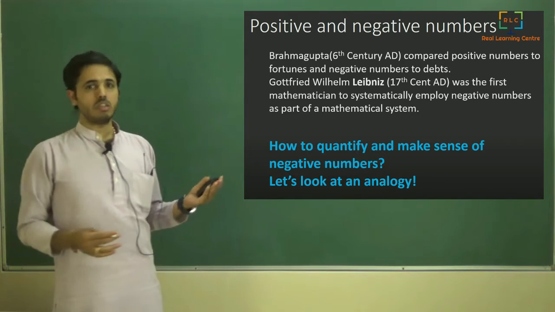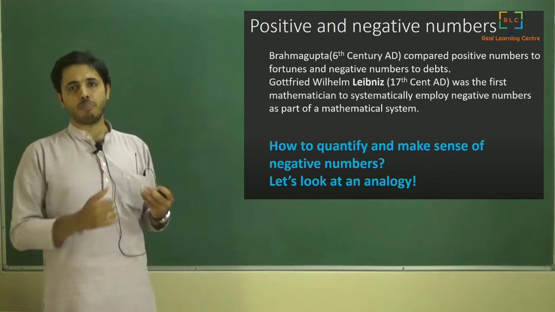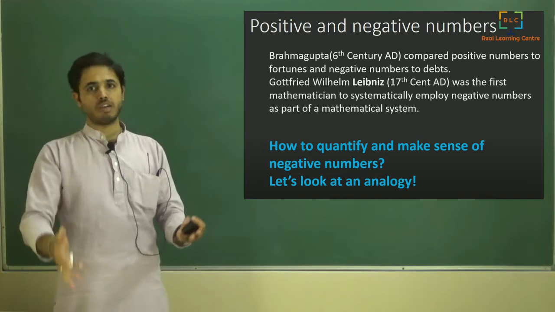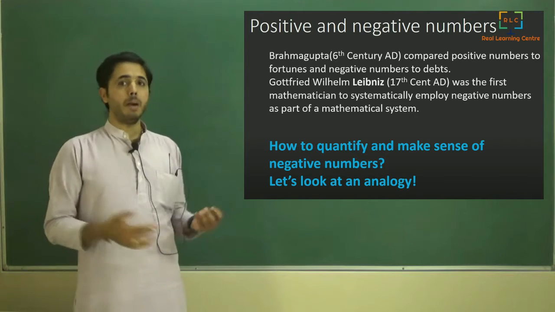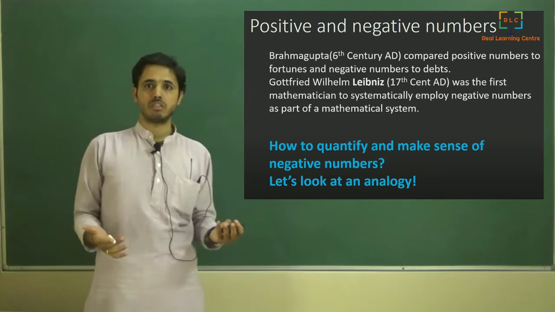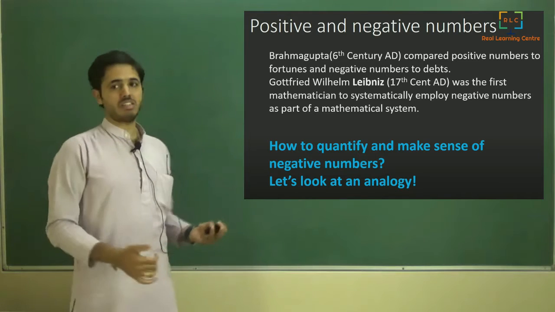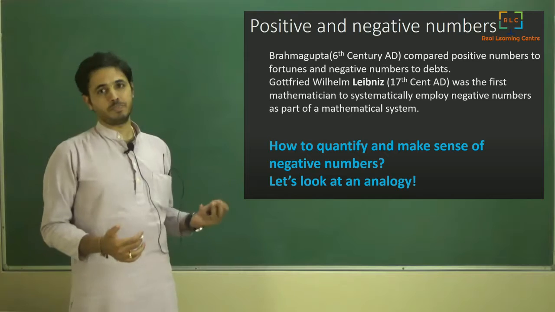Now we can in one sense make sense of positive numbers. For example, you have 5 apples, you know you have 5 apples, and you have 6 oranges, you know you have 6 oranges. But how do you make sense of negative numbers? Can we have minus 3 apples? It seems absurd. But how to make sense of negative numbers? Let's look at an analogy.